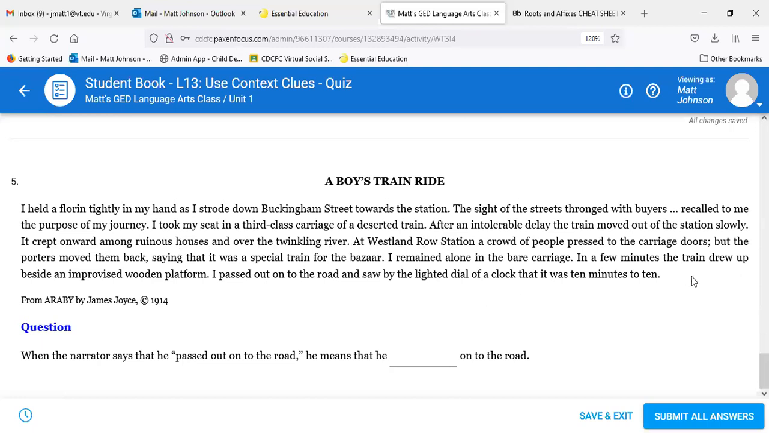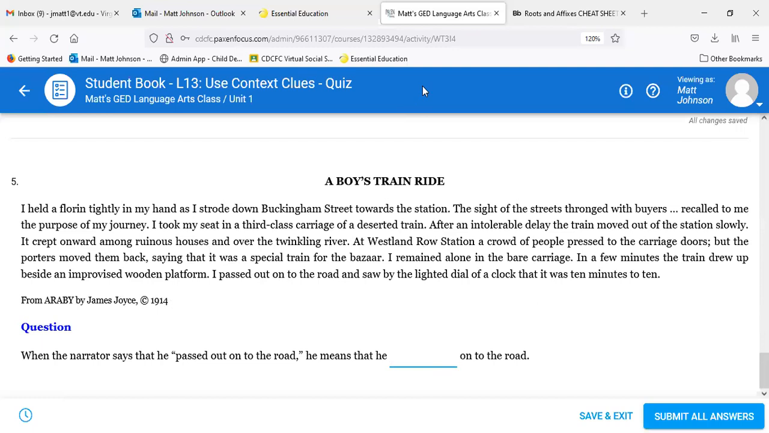The last sentence. I passed out onto the road and saw by the lighted dial of a clock that it was 10 minutes to 10. So the sentence before that gives you a clue. In a few minutes, the train drew up beside an improvised wooden platform. I passed out onto the road. So it means that he moved out onto the road. And yeah, perfect example. You would not hear that in modern language, right?